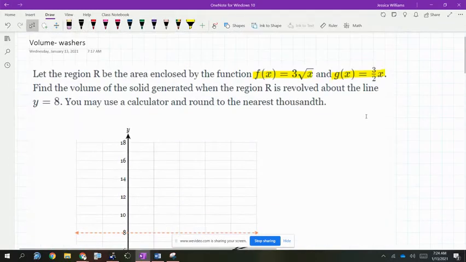Now what they want us to do is to find the volume of the solid generated when the region is revolved about the line y equals 8. So that's not any different than anything you did before. We're going to use a calculator. We're going to round. It's going to be great.